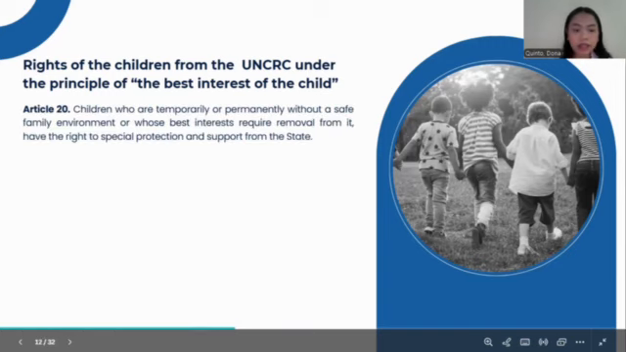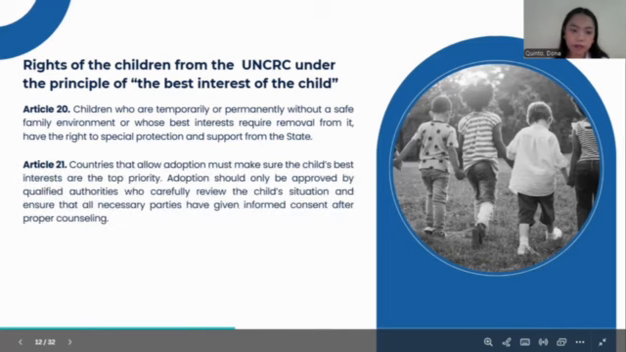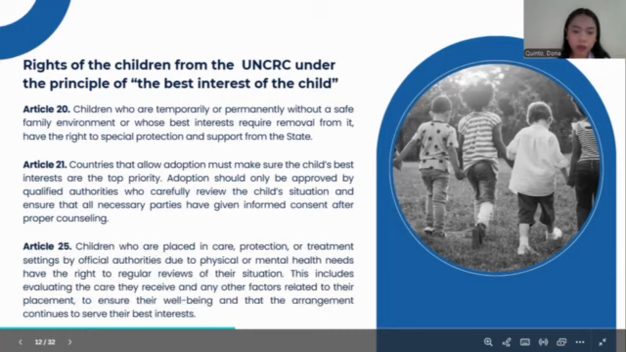Article 20. So this is also under the best interest of the child because it ensures that when a child's family situation endangers their well-being, the state steps in to prioritize their safety, care, and development. Article 21, the adoption decision must prioritize the child's best interest by ensuring, through review, informed consent, and approval by qualified authorities, to safeguard the child's well-being in the future.